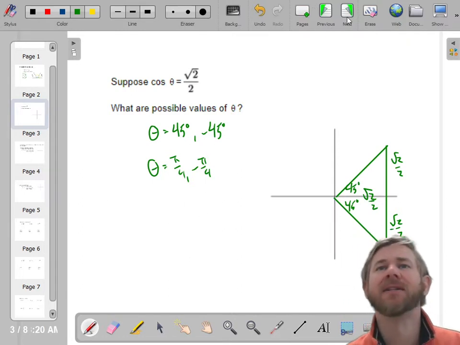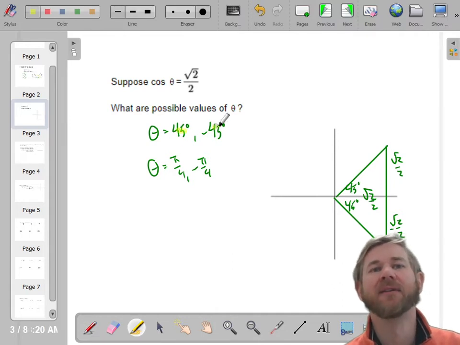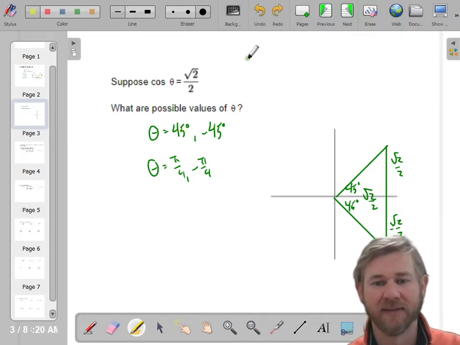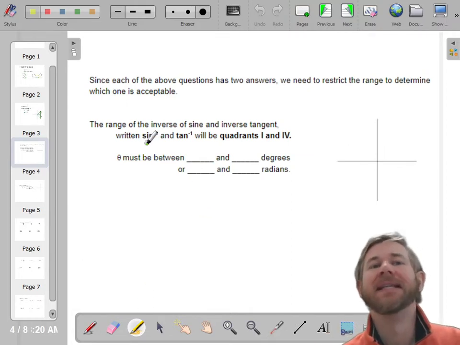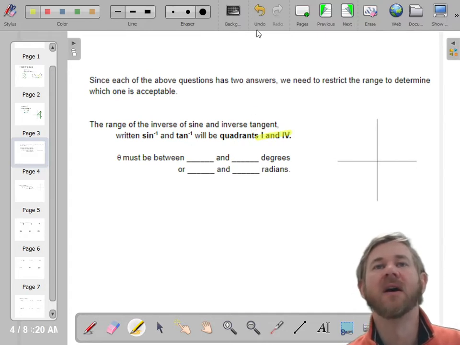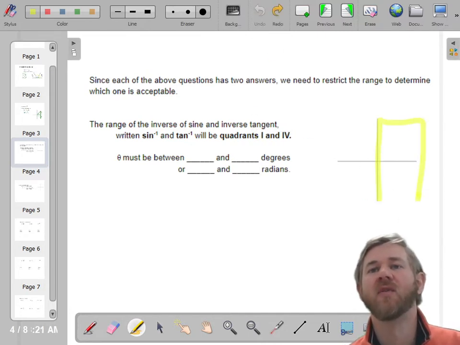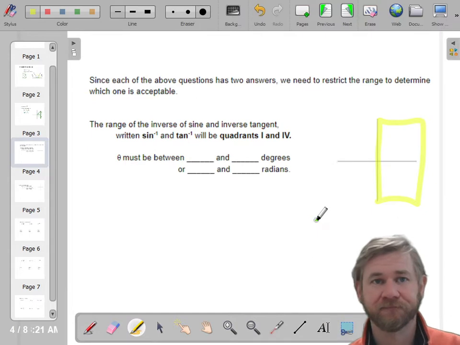Okay, now let's talk about how we're going to address the fact that there's two answers. Because in math class, we don't like having two different answers. We like having one answer. So what we're going to do is, if I ask you to find the inverse sine or the inverse tangent, your answers will always come from quadrants 1 and 4. And let me talk about how that helps us.